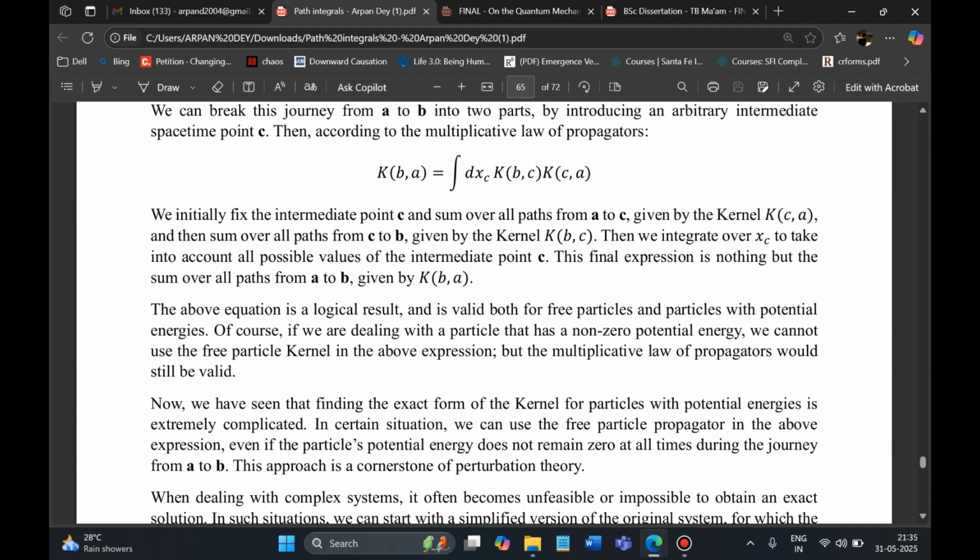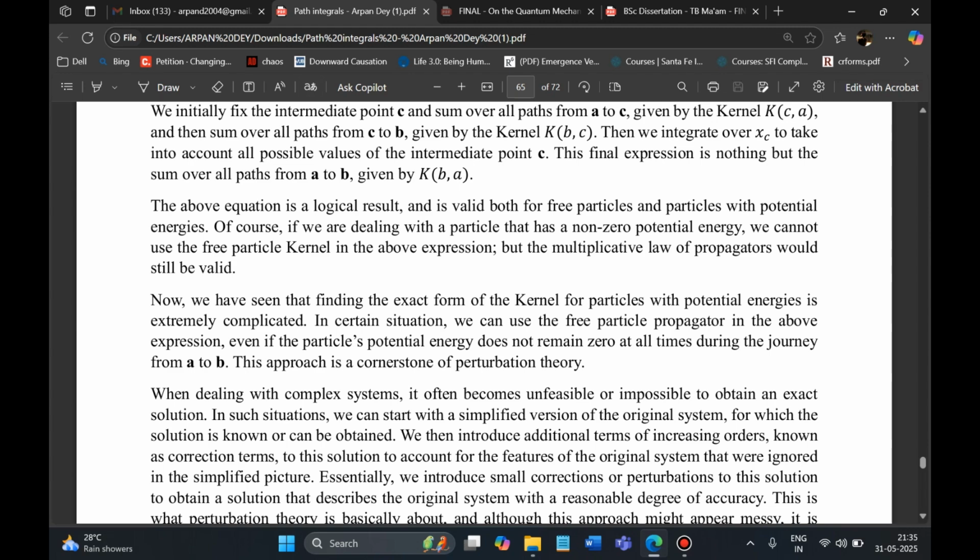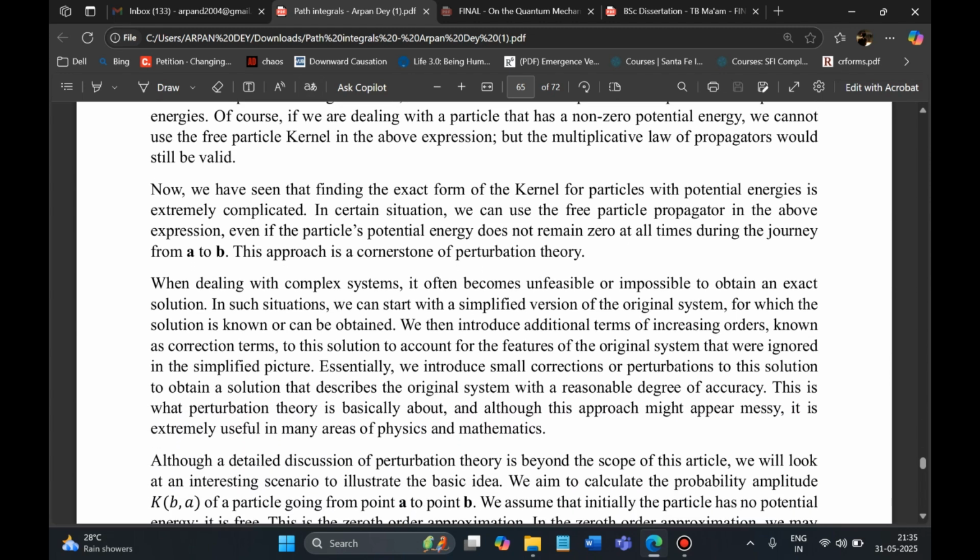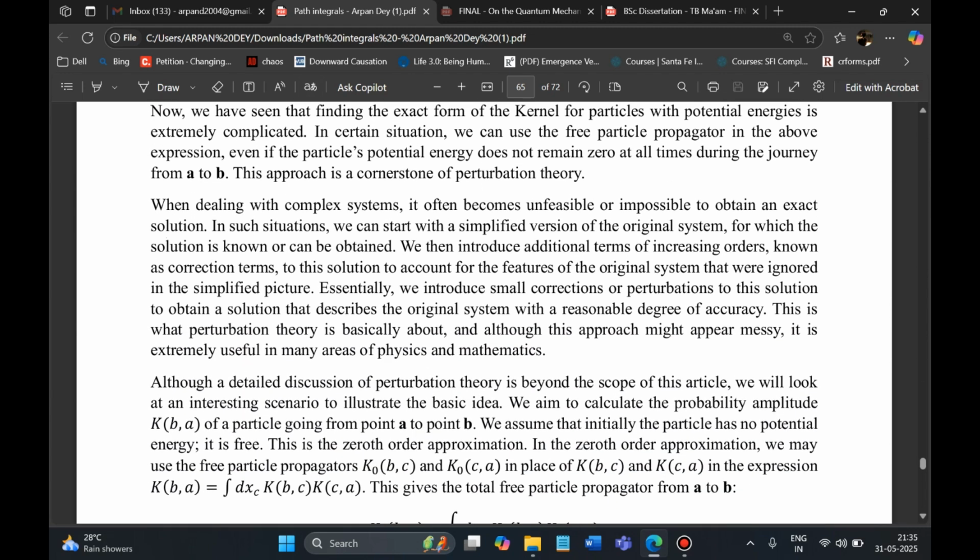Of course, this is a logical result. It will hold whether it's a free particle or a particle with a non-zero potential energy or whatever. Now we have seen that finding the exact form of the kernel for particles with potential is very difficult. We discussed so much about kernels or propagators for particles with potential energies, linear potential, quadratic potential, but that was all under a lot of assumptions. We could not exactly derive it, and even then it was so complicated, right? You saw just now. So in certain situations, we can use the free particle propagator in the above expression.